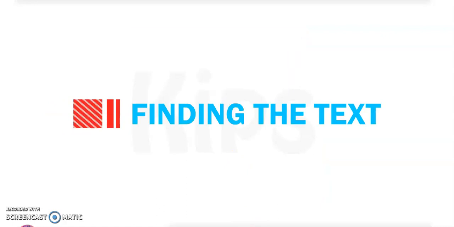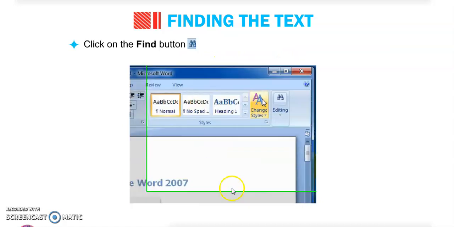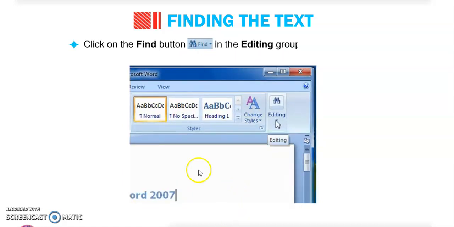Okay. Now next, finding text. The next option is finding. If you want to find any text in the whole document, suppose we have typed 2-3 pages, and if you want to correct any spelling, okay, by mistake we have done the wrong spelling. So if you want to find a particular word or phrase in the current document, follow these steps. There is one feature in MS Word for finding text.